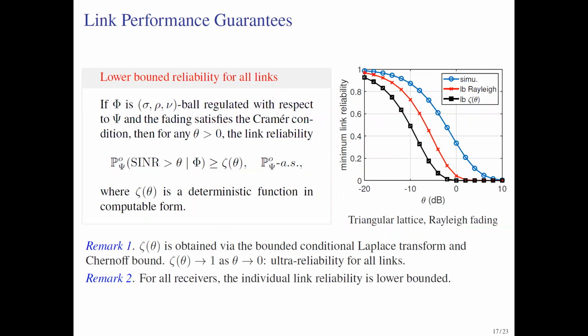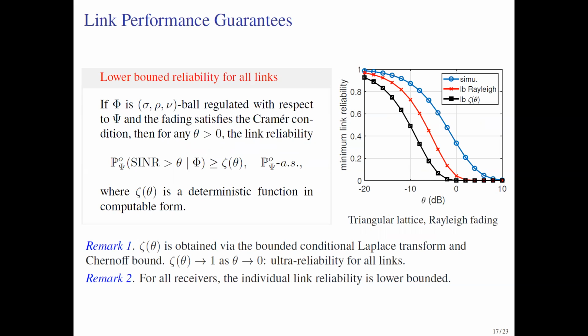And based on previous results, we prove that if the transmitter point process is sigma rho nu ball regulated with respect to the receivers, and the fading statistics are Nakagami, then for any transmission threshold, the reliability is lower bounded by a deterministic function. And the way we obtain this result is through the previous stochastic tail bound on all links using shot noise regulation.